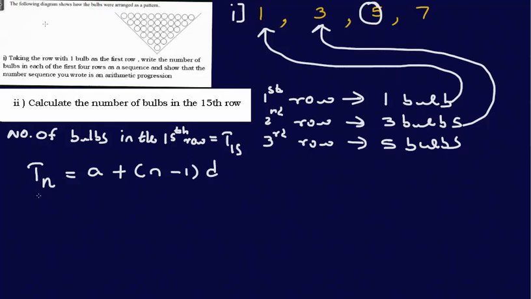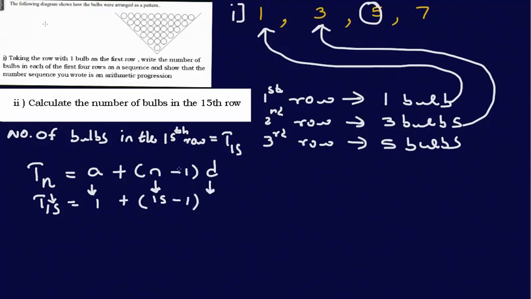So what are you supposed to find out? T15. So T15 is equal to what? What's A? The first term of the progression. See, in Roman 1, you have written the progression. What's the first term? That's 1 plus. What's N? In the place of N, you have written 15. So same 15 should be coming here too. So 15 minus 1 times D.